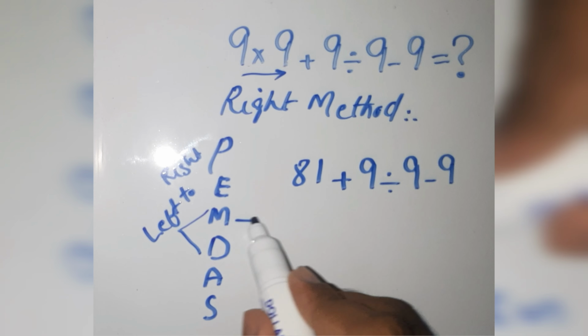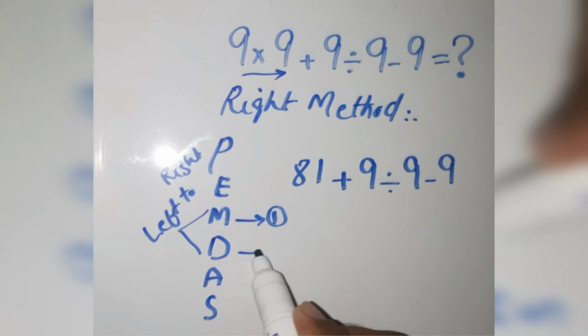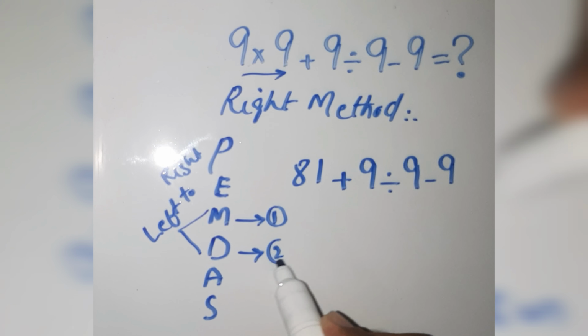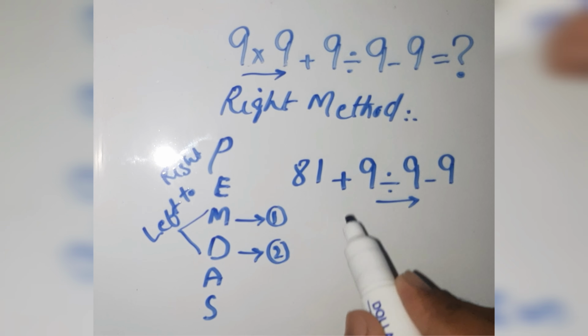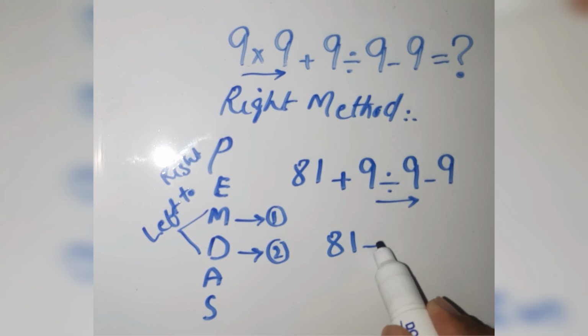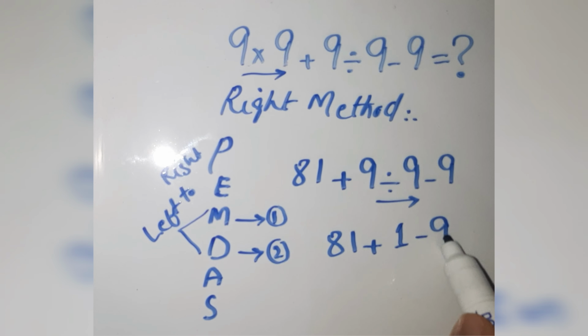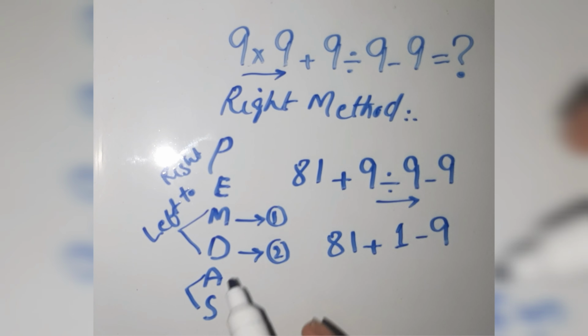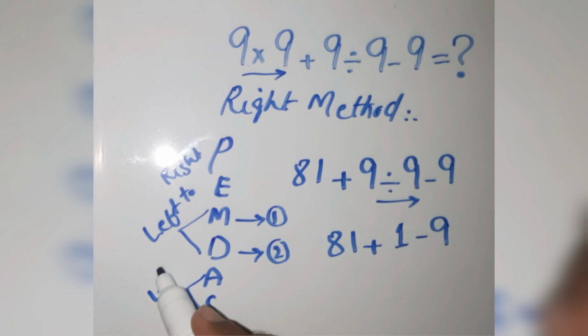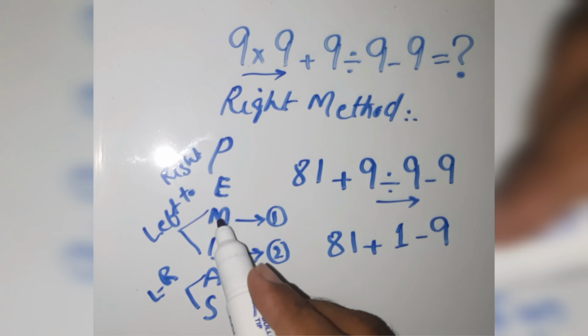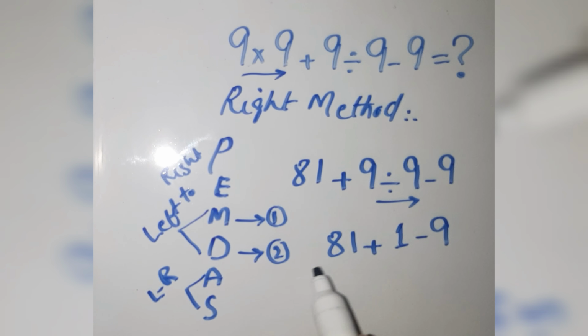Now first multiplication, then division. Here is division. 81 plus 9 divided by 9 gives us 1, minus 9. Here addition and subtraction have the same priority, like multiplication and division. Addition and subtraction always work from left to right. Same rule applies as for multiplication and division. So here in this expression, addition and subtraction.